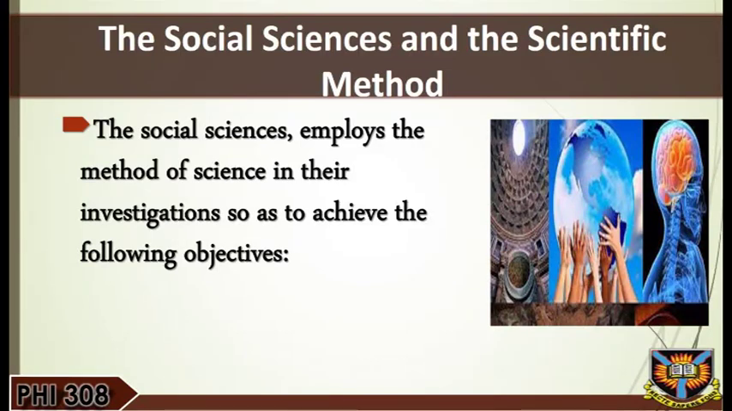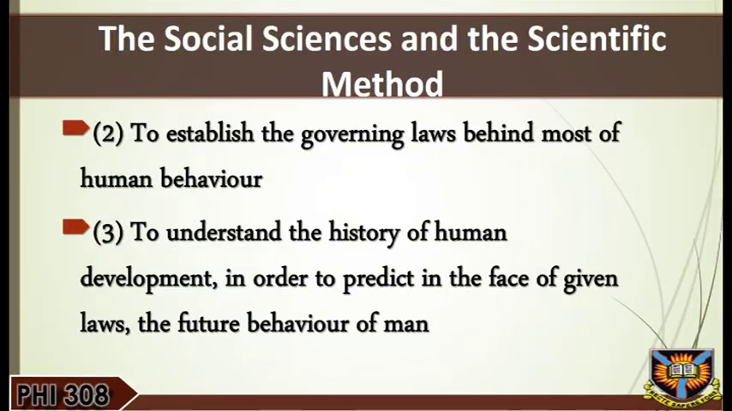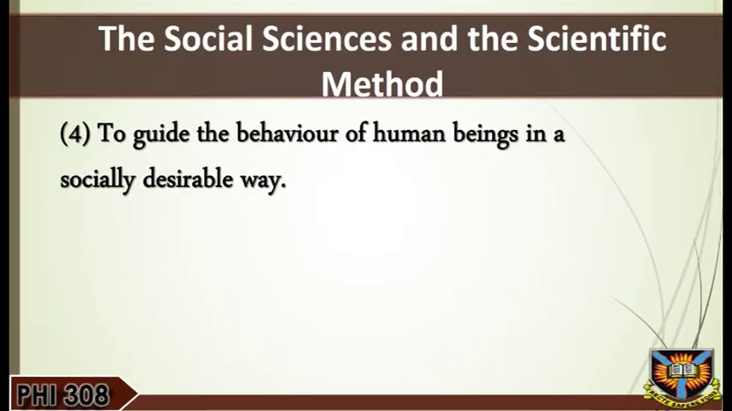The social sciences and the scientific method. The social sciences, like most other areas of knowledge, employ the method of science in their investigations so as to achieve the following objectives. 1. To understand and make more intelligible the behavior, particularly the social behavior of human beings. 2. To establish the governing laws behind most of human behavior. 3. To understand the history of human development in order to predict, in the face of given laws, the future behavior of man. And lastly, to guide the behavior of human beings in a socially desirable way.